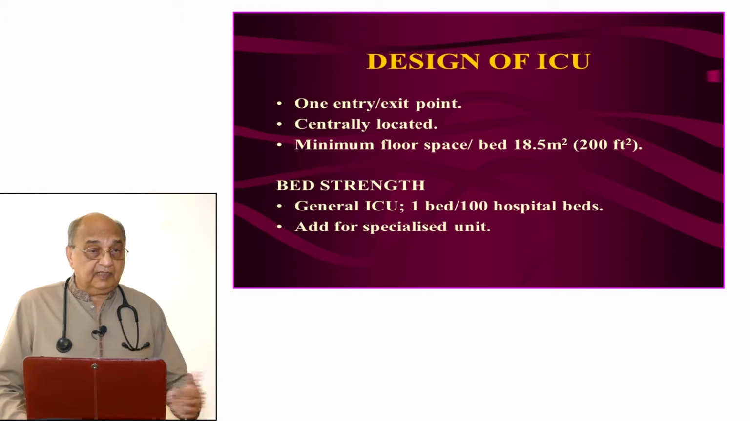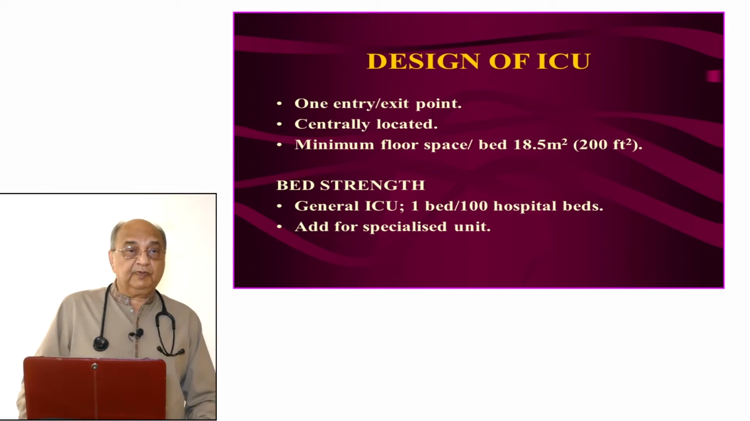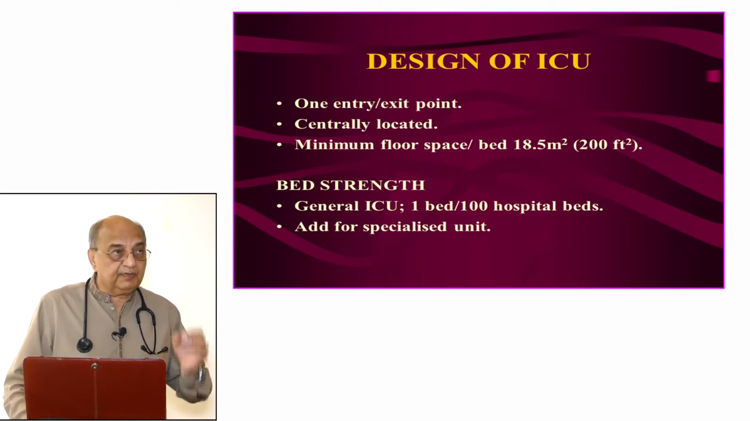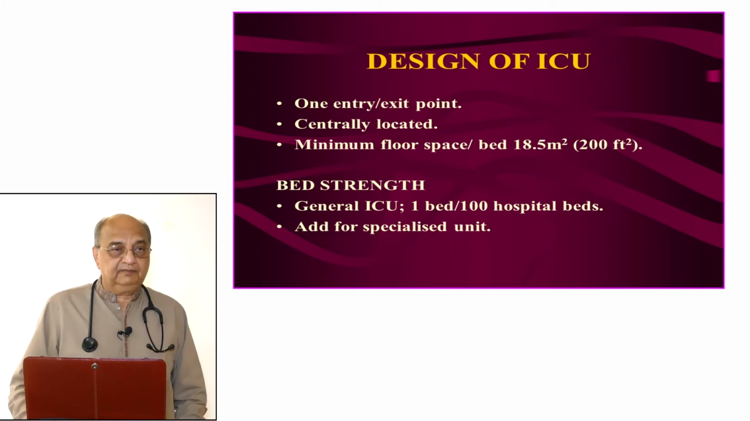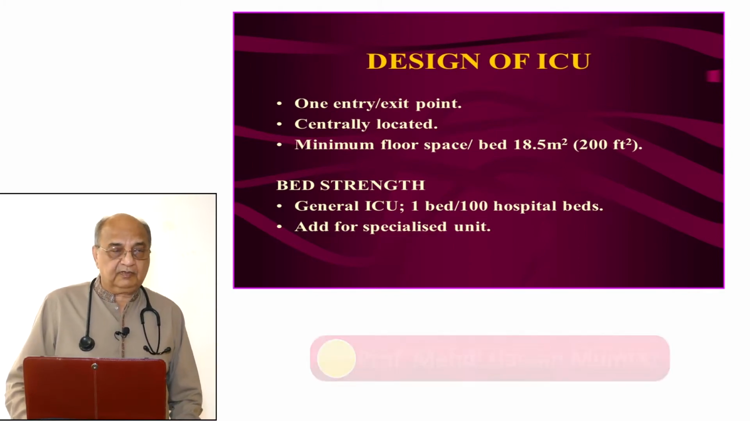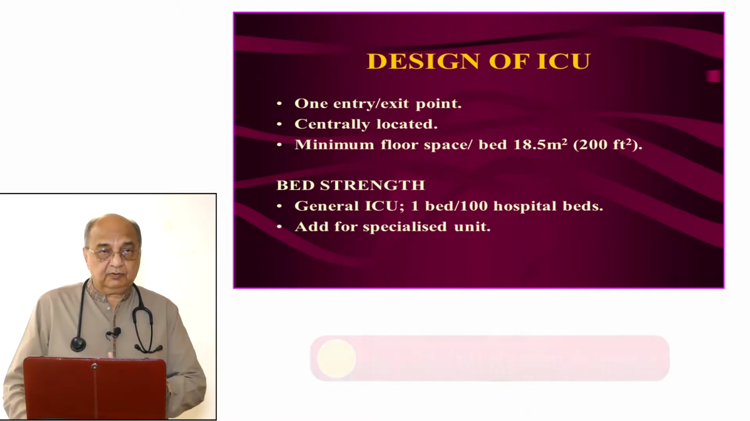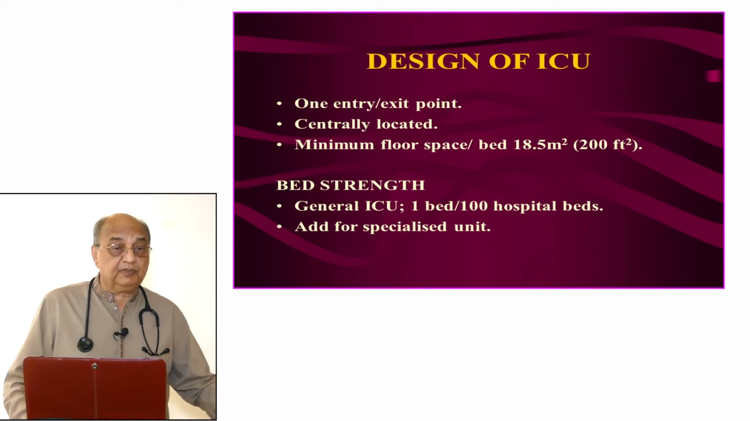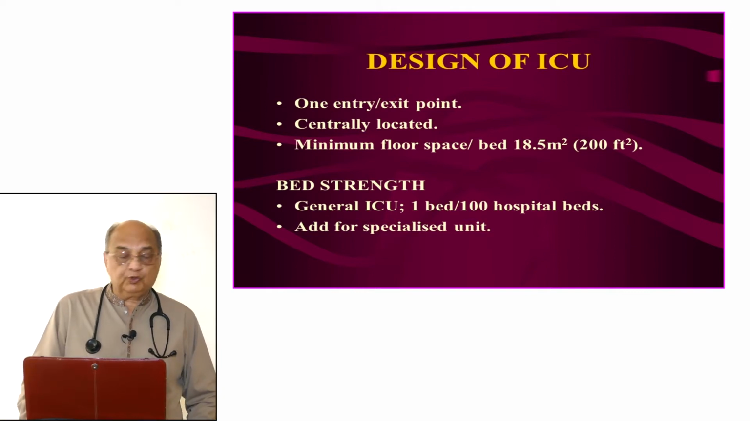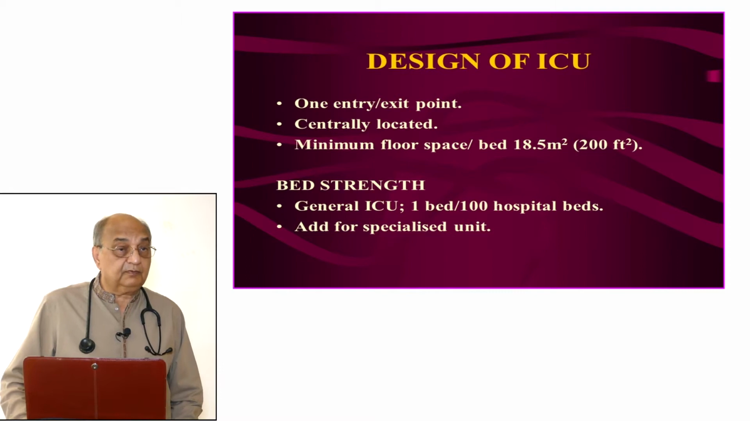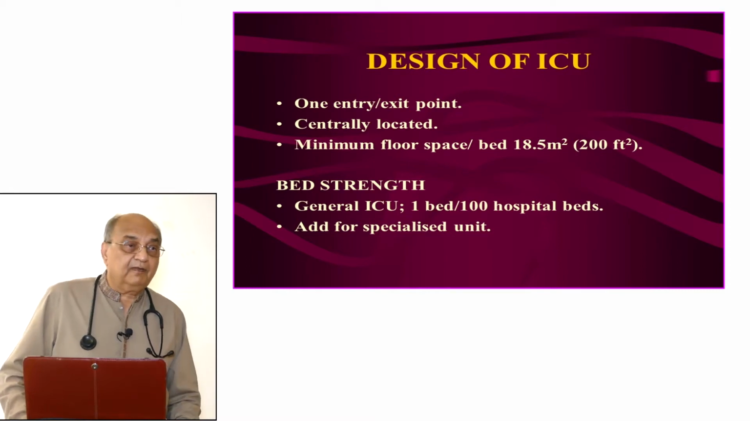Then how do we design the ICU? There should be one entry and one exit of the unit, not multiple entries. Second, it should be centrally located in the hospital, so that every ward and every place can approach this intensive care unit. Then the minimum floor space per bed is 18.5 square meters. It means 200 square feet. It's quite a big area.